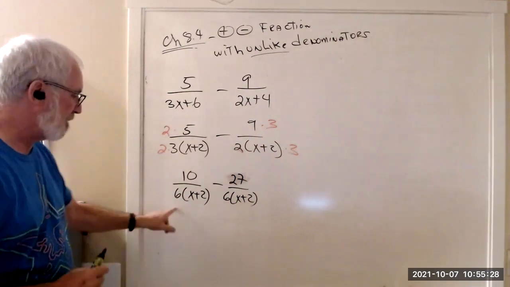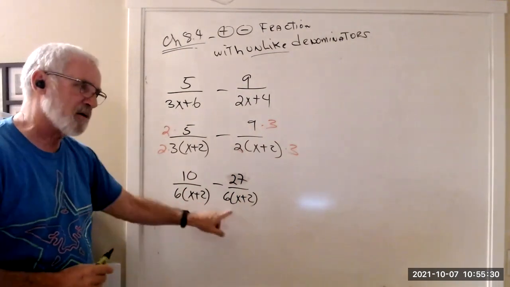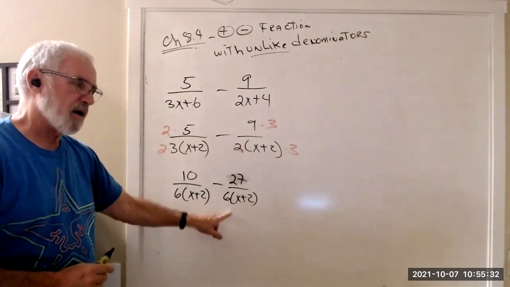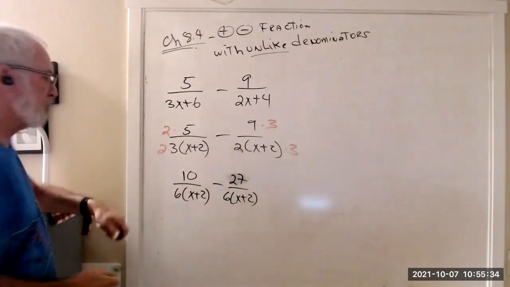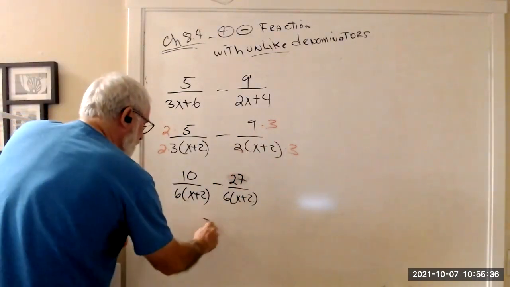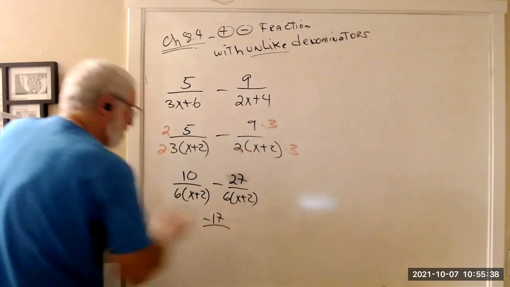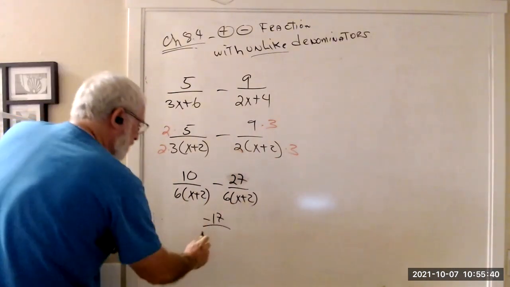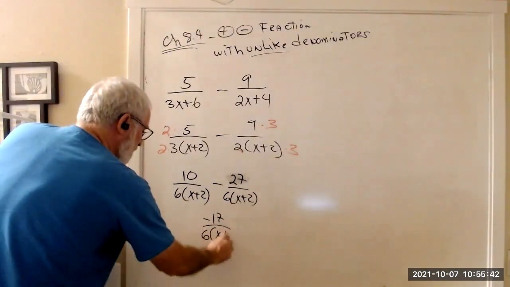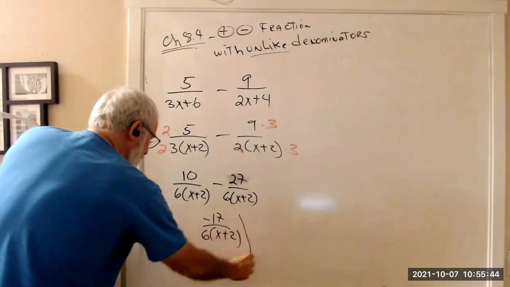Now that the denominators are the same, I can subtract the numerators. 10 take away 27 is negative 17 over this thing, 6 times x plus 2, whatever that is.